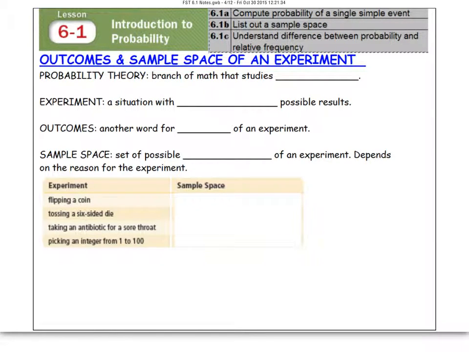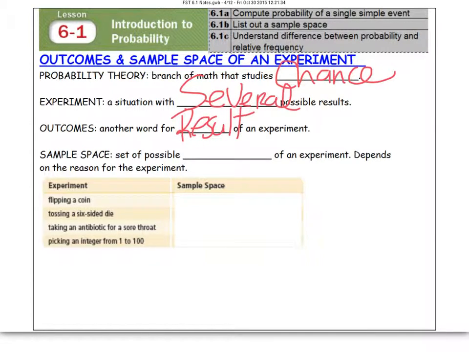Before we talk specific probability, we're going to do learning objective B, which talks about listing out a sample space. So some vocabulary first would be this. Probability theory is a branch of math that studies chance. And in that, you're going to have an experiment, and that's a situation that has several possible outcomes. What are the outcomes? That's another word for the result of the experiment. And then sample space is a set of possible outcomes of an experiment.